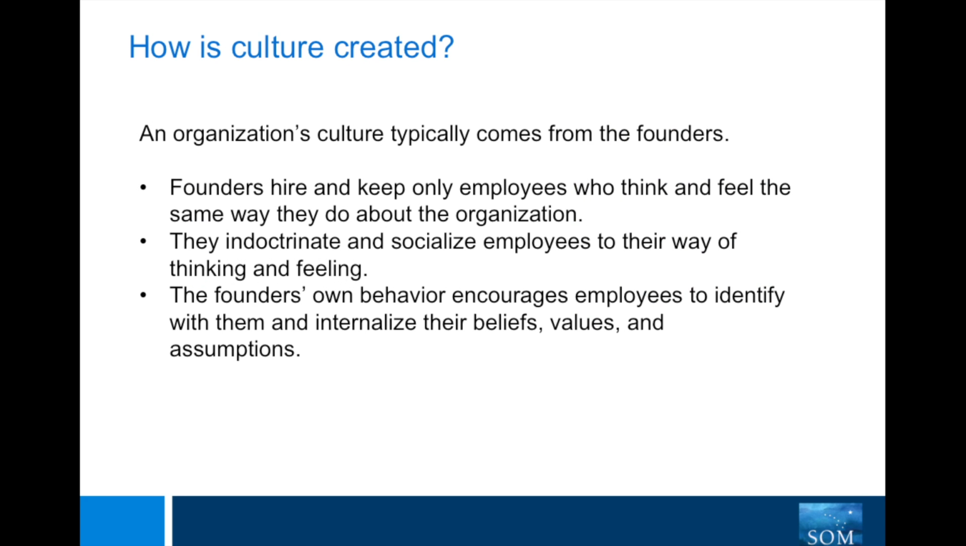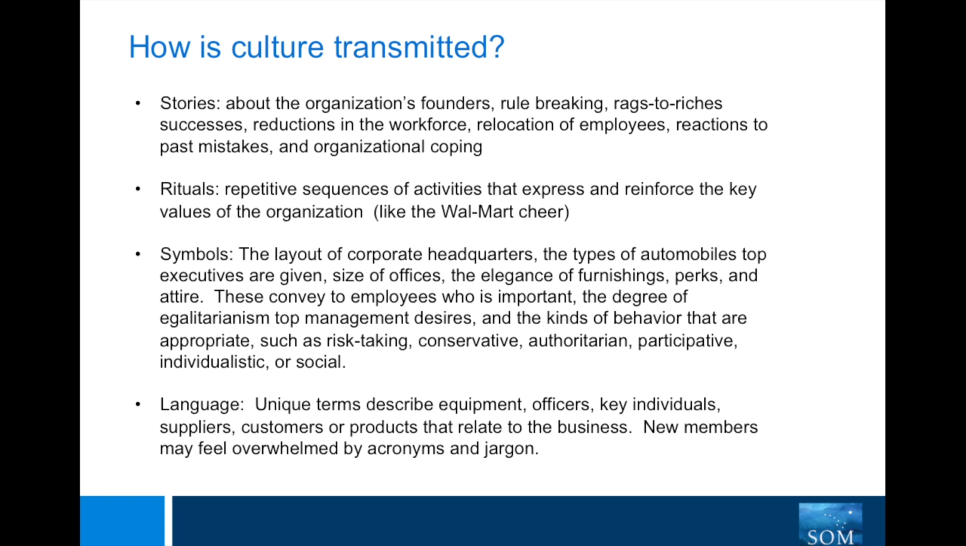So, how does an organization develop a culture? Initially, an organization's culture comes from its founders. Founders hire people that share similar values. They indoctrinate and socialize employees to their way of thinking and feeling. And they model the behaviors and values they want to see in employees. Similarly, even once a culture is established, it's transmitted through very similar means. Top leadership models values. There are oftentimes formal onboarding programs or training programs that help indoctrinate employees and share values.